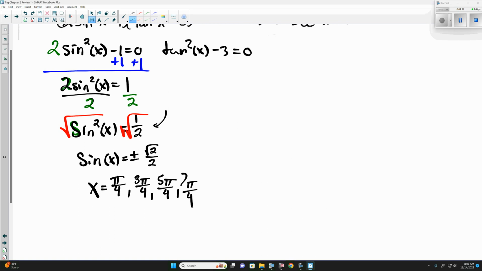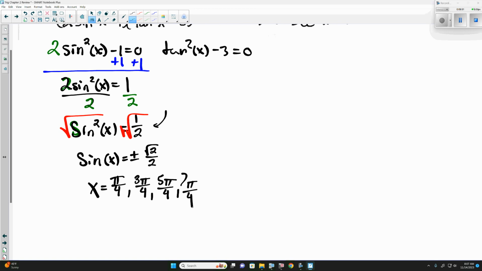Because really the only difference between those is the sign. Pi over 4 is positive square root 2 over 2. 3 pi over 4 is positive square root 2 over 2. 5 pi over 4 and 7 pi over 4 is negative square root 2 over 2.